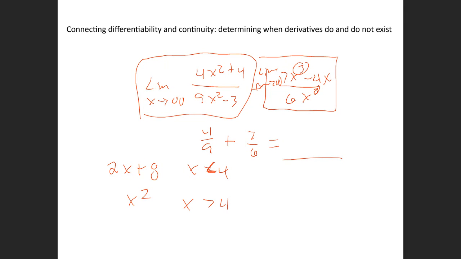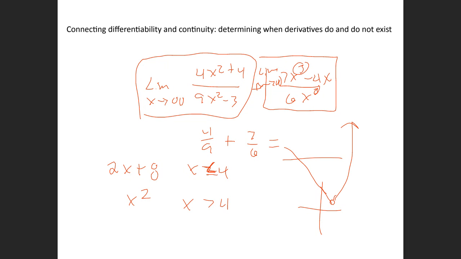Why isn't it defined at 4? Well, I'm supposed to graph this. When x is less than 4, 2x plus 8 is going to look something like this. And then it's an open dot because it's less than 4. And then x squared when it's greater than 4. So at 4, it's not defined at all. It was a tricky problem.